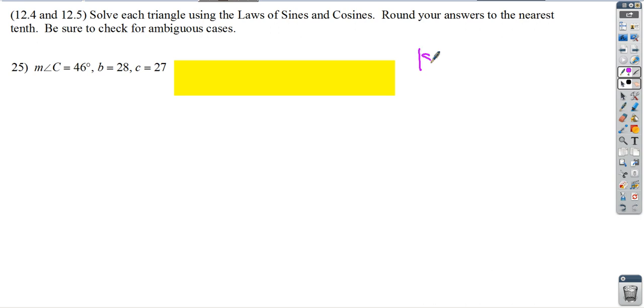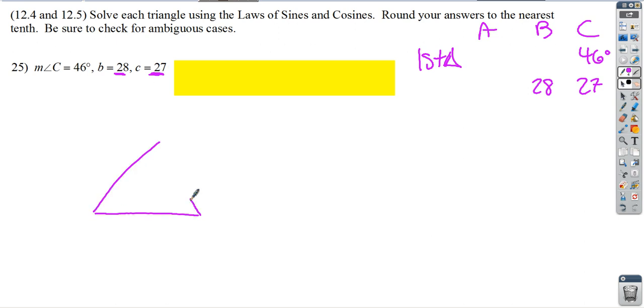Alright, let's try one more, and we don't know yet if there's going to be two triangles or one. So let's just deal with the first triangle first, and we'll label this. Okay, so they're giving us side B is 28, and they tell us side C is 27, and they tell us that's 46 degrees. Okay, and obviously B is a bigger angle than C because its side is longer also. So let's try to draw this as best we can. You don't have to be perfect. ABC, so C is 46, this side is 27, this side is 28, and we don't know this.